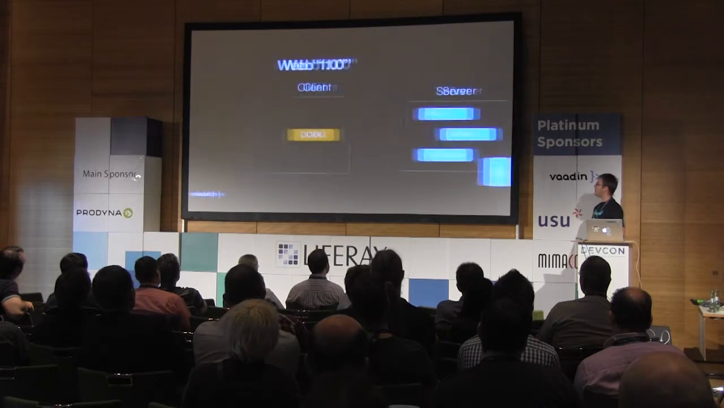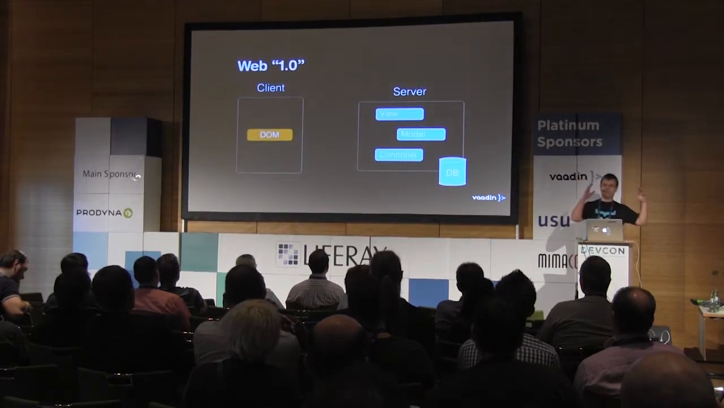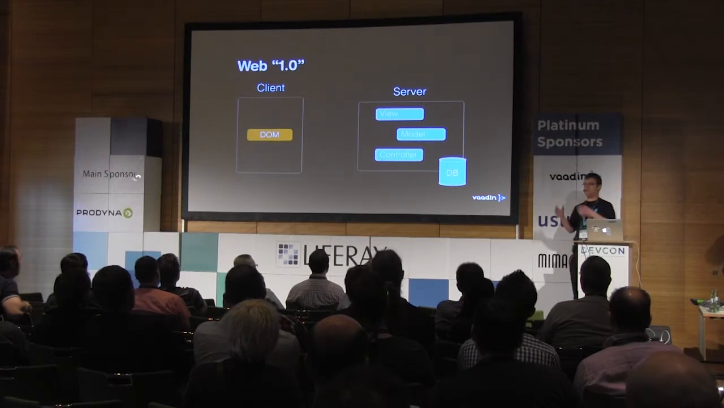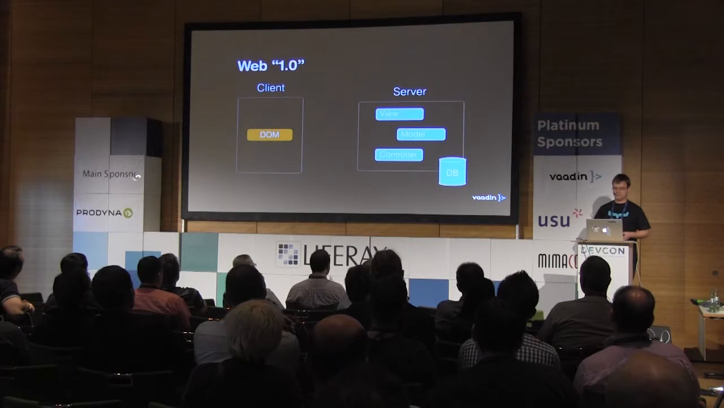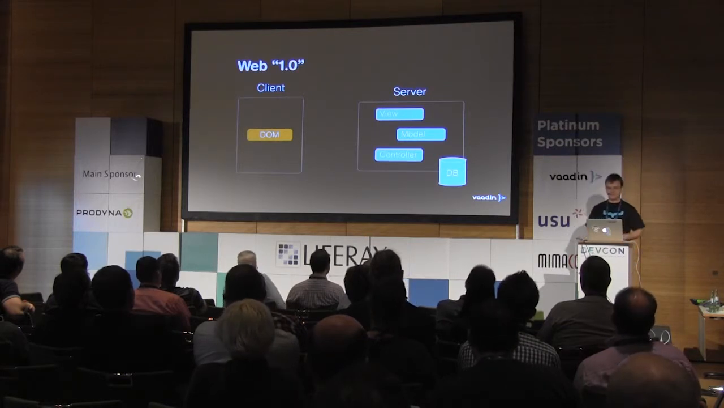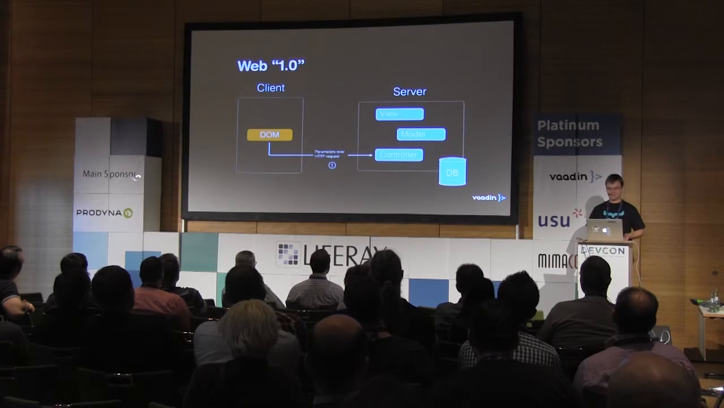Okay, so let's talk about web application architectures in general. We have a Web 1.0 model where you have a client side that is a DOM, document object model, in the browser, and pretty much everything else lives on the server side. So you can have a view, model, and controller on the server side. You have some connection to the database. When the user interacts with the DOM, there are some parameters sent over an HTTP request.